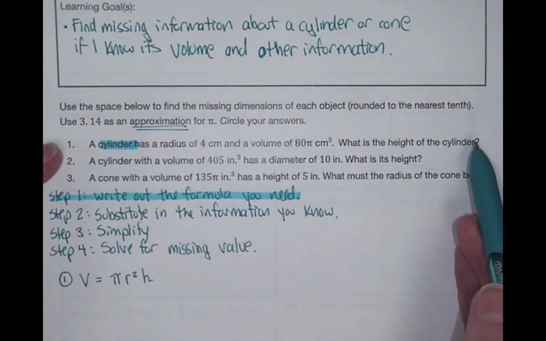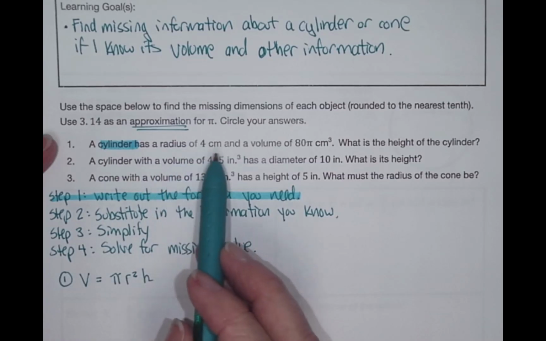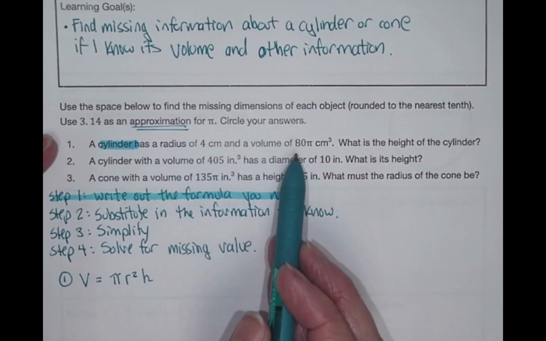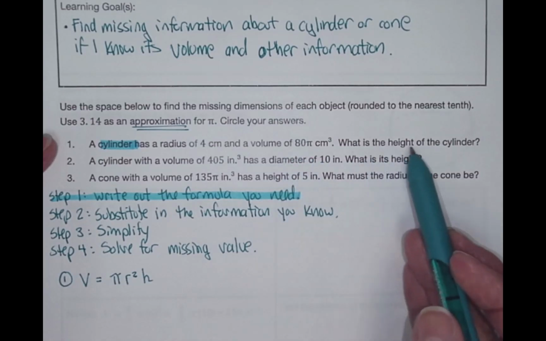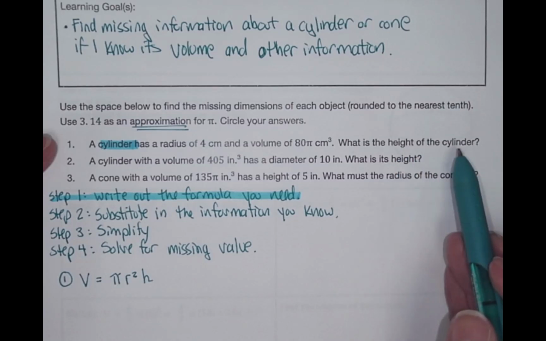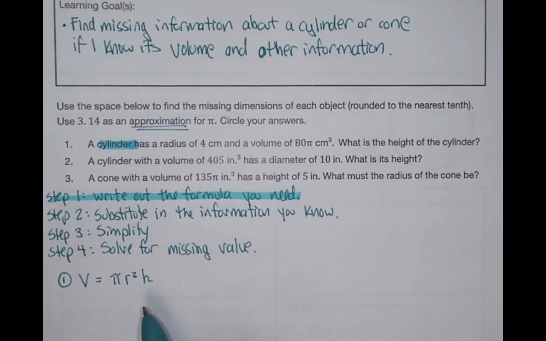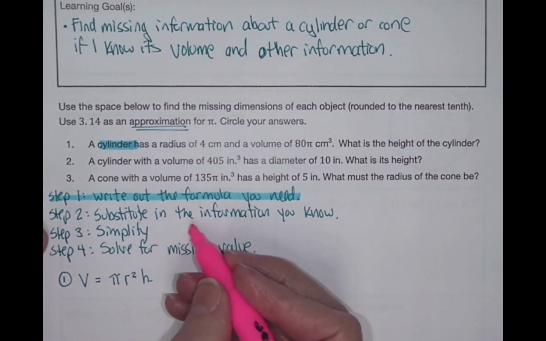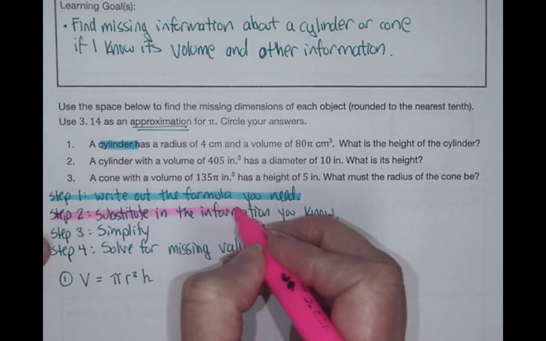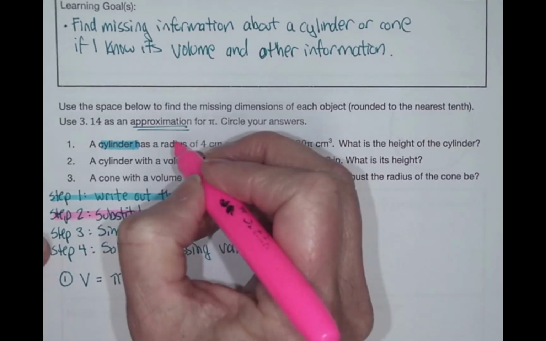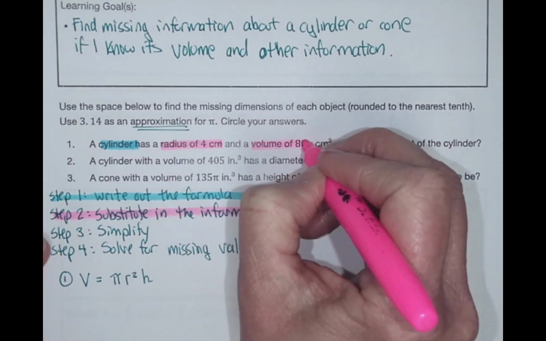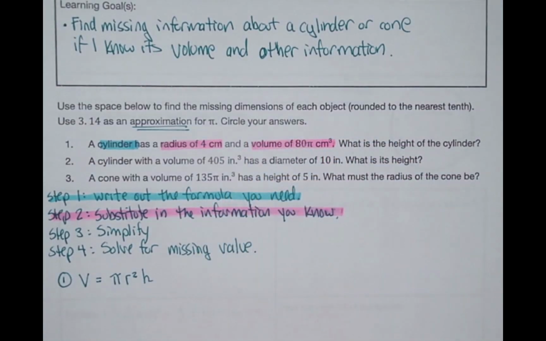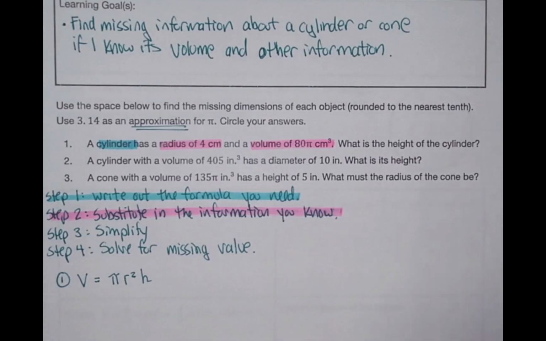I should probably read this whole thing through. A cylinder has a radius of 4 centimeters and a volume of 80 pi centimeters cubed. And we're asked to find the height. We don't know what that is, but we're going to use our formula just to plug in the things we do know. Step two then is to substitute in the information you do know. So let's look at the information we are given. We're told we have a radius of 4. We're told we have a volume of 80 pi. All right, so let's go ahead and plug that in.